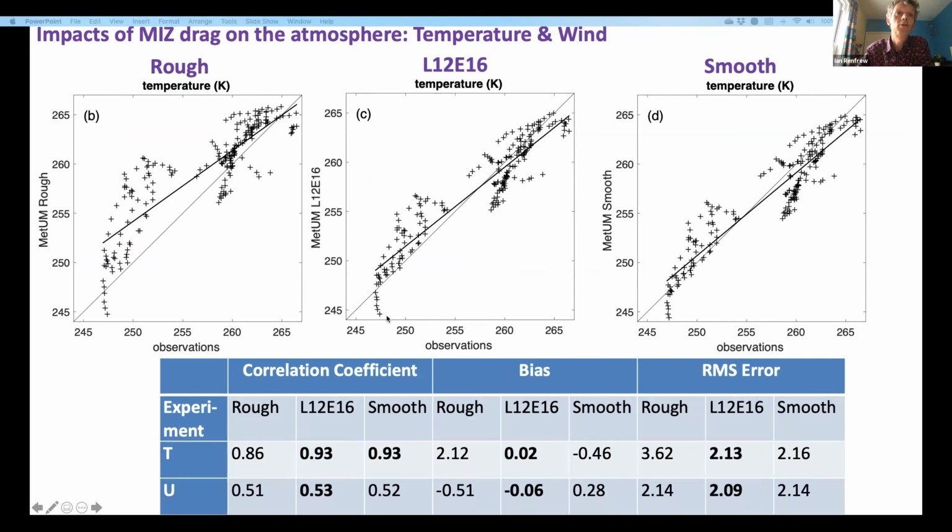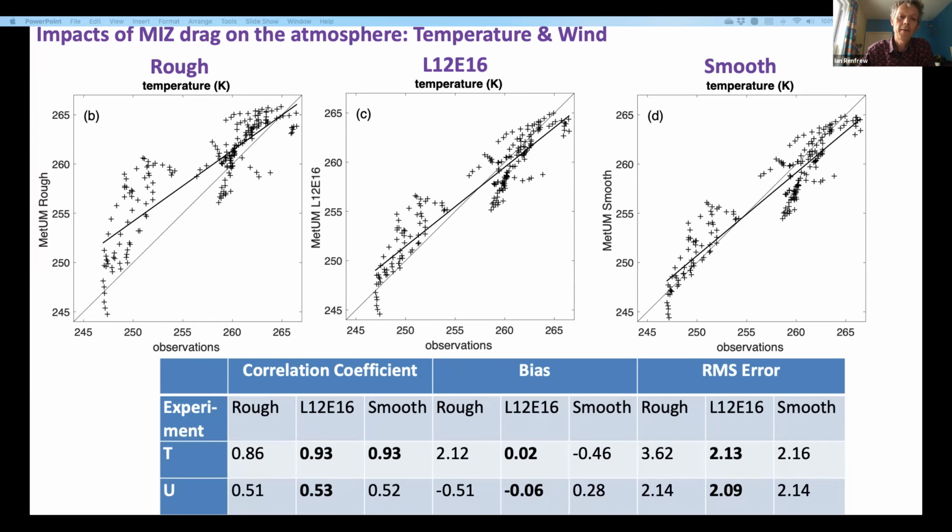Well, these are some results from the regional simulations. And these are just scatter plots of observations versus model output from the rough, from the new scheme, and from the smooth settings. And you can see that, good news, the new parameterization scheme validates better. This is scatter plots for temperature. And down in the table here, you can see I've got some data for temperature and wind. And you can see that the new scheme, the L12E16 scheme, has the lowest bias and the lowest root mean square error and the highest or equal highest correlation coefficient for wind and temperature. So that's pretty good news.